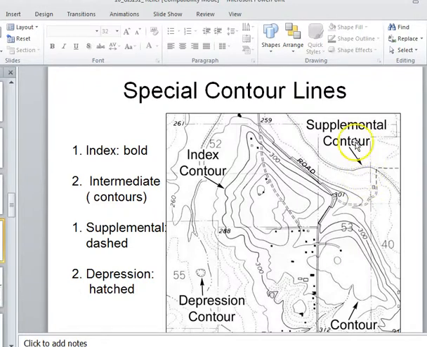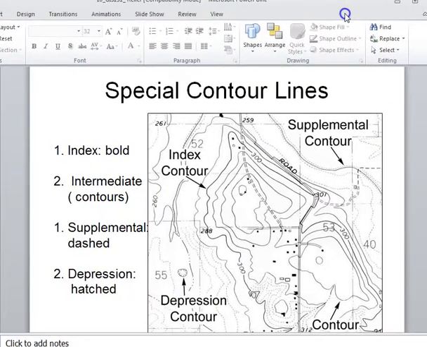And then there are depression lines. And are you depressed yet? Some of you might be. But the depression contour looks like the little sandworm in Dune or Tremors. If you've seen Tremors, it looks like that thing. So it's a circle with these perpendicular hatch lines or tick marks that look like teeth pointing into that. And what that indicates is a depression.